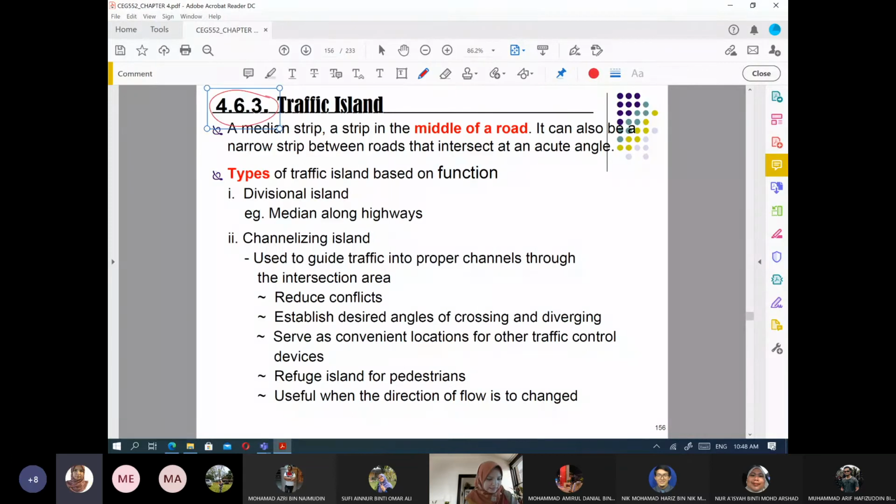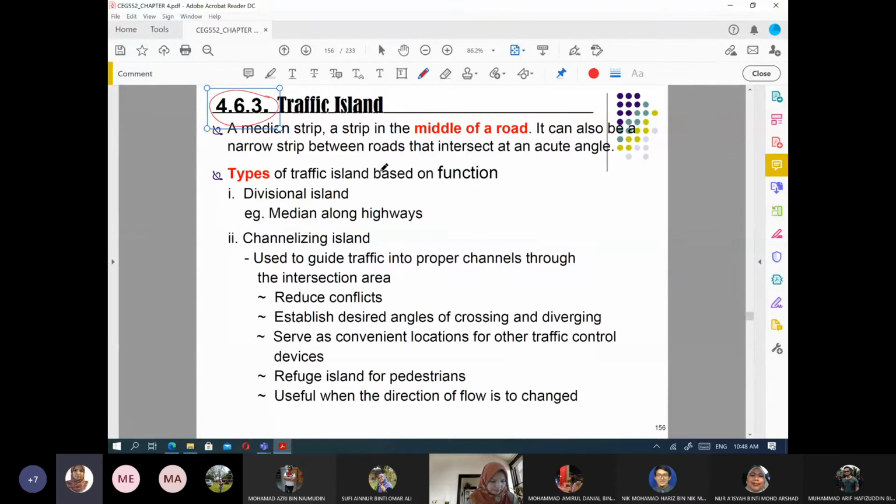Okay, then you have the third one here. It is a traffic island. Traffic island is, it can be the roundabout as well. Okay, but you need to bear in mind that traffic island doesn't mean that it must be in circular shape only. No, dia ada macam-macam bentuk bila kita cakap pasal traffic island.